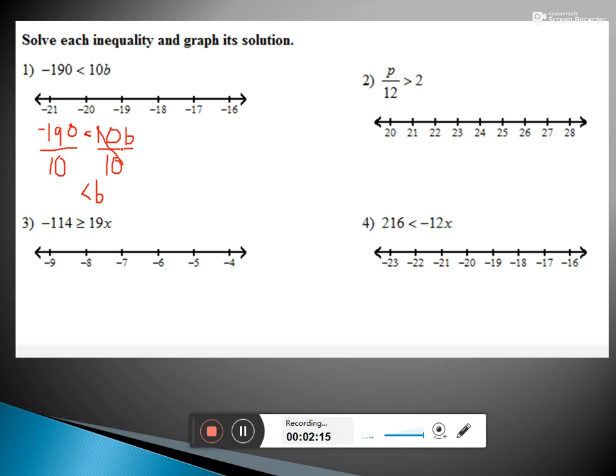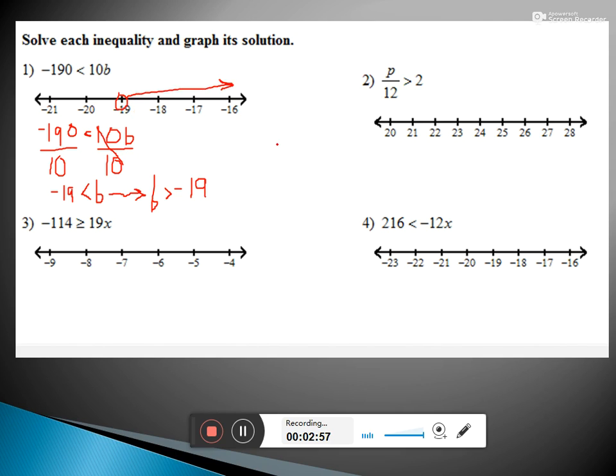On the left-hand side, negative 190 divided by 10 is a negative 19. And just like we talked about in class on Monday, we want to make sure our variable is first so that it's easier to graph. So we're going to turn negative 19 is less than b into b is greater than negative 19. Remember, it's a lot easier for us to graph at that point. So we're going to find the negative 19, and put an open circle on it, open circle because it's not an or equal to. And we want all the numbers bigger than negative 19, so we're going to shade to the right.